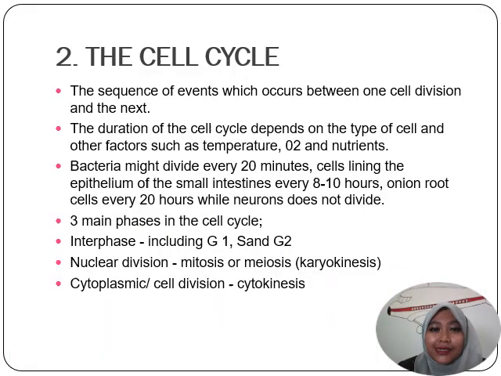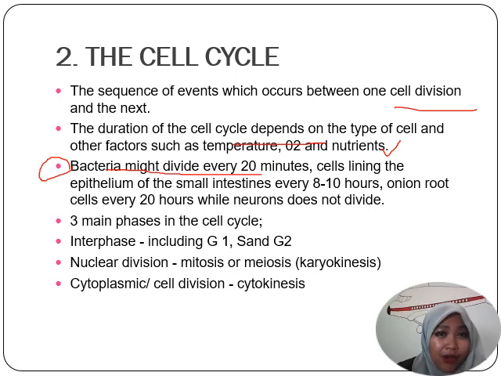Alright, the cell cycle is actually a sequence of events in which one cell divides to form the next one. The duration depends on the type of cell and also the environment, such as temperature, oxygen, and nutrients. I'll give you one example. Bacteria might divide every 20 minutes, meaning that in a 1-hour class, the bacteria might divide 3 times already. Why do they divide so fast? Because they're quite small and they can form colonies of bacteria.